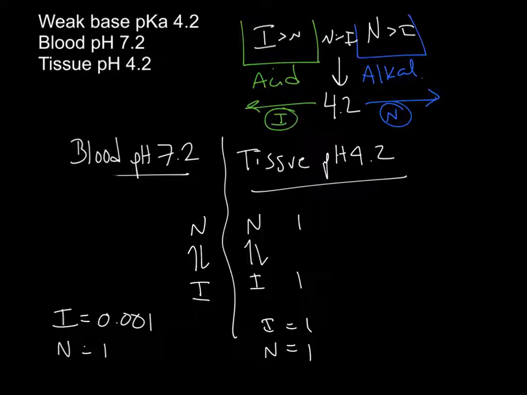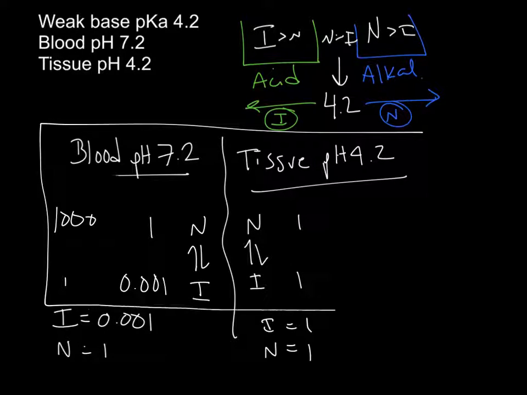On this side, for every 1 N, there's going to be 0.001 I's. Or if we did it the other way, for every 1,000 N, there's going to be 1 I. Either way, again, it's the same amount.